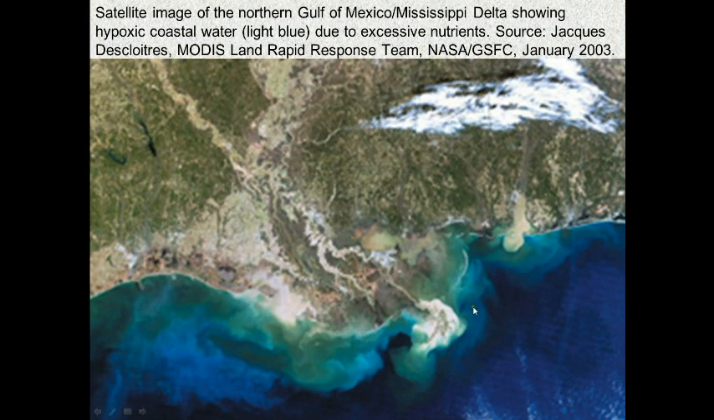Here is another version of it. Look at how turbid the water is at the Mississippi Basin. It's all cloudy. Anything shown in light blue is hypoxic, meaning it has excessive nutrients and, again, won't support life.